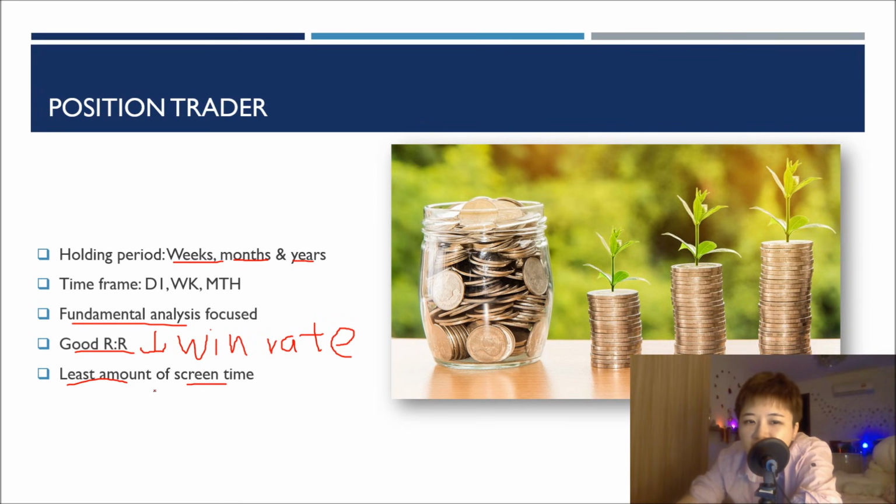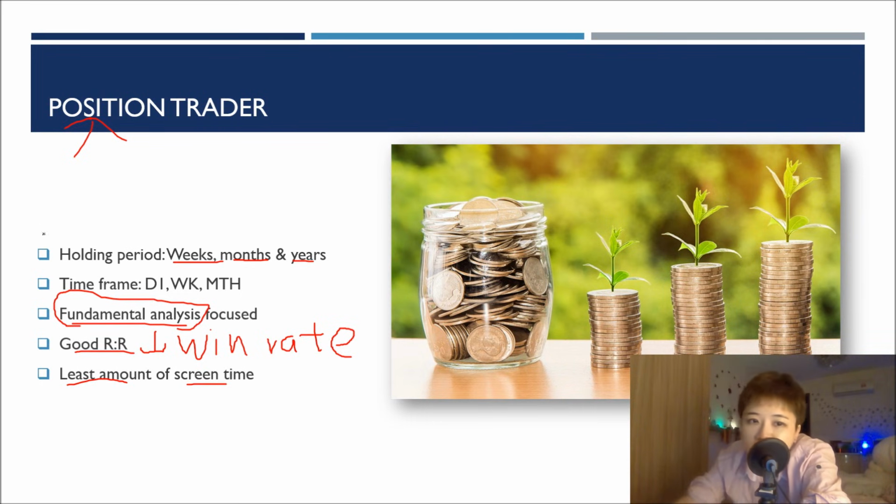But of course, before, when you enter the trade, you gotta put in the screen time to research, do your fundamental analysis, and also technical analysis for you to be able to enter the trade. But this is the good thing about being a position trader. In fact, a lot of professional traders, they focus on this one and also swing trading. Whereas the retail traders, they are more on the day traders scalping side.